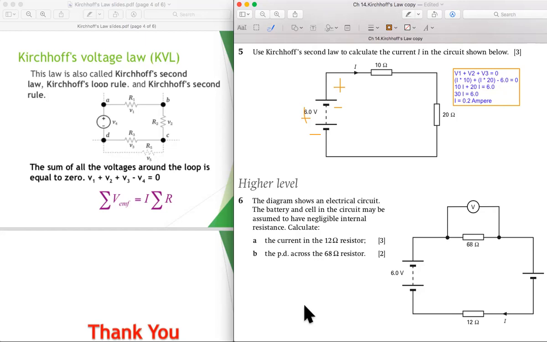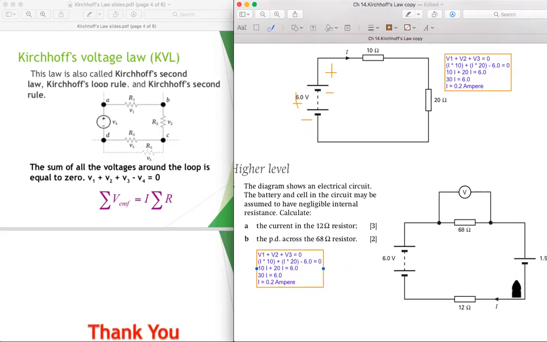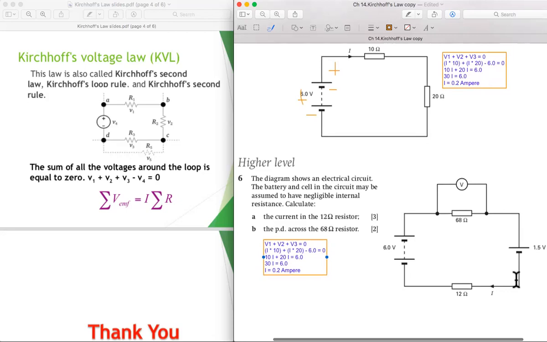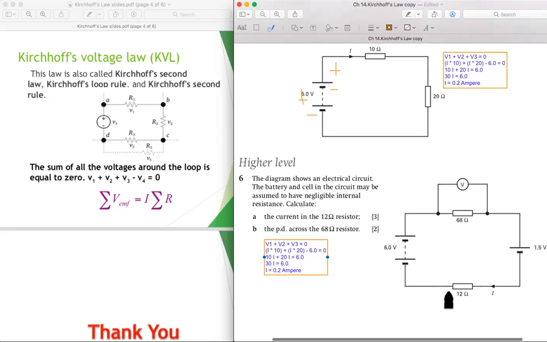Okay. This is something with number 5 actually, but they have further question. Like this one, I just copied this. Why? Because they have 4 voltages: voltage on 68, voltage in this EMF, and voltage in 12 ohm and also in 6.0 volt.